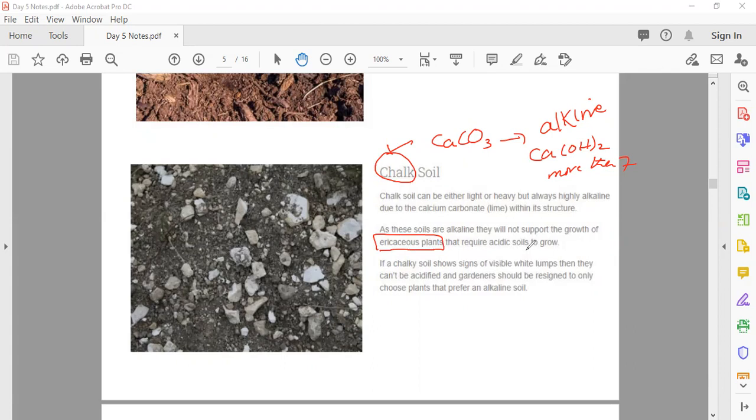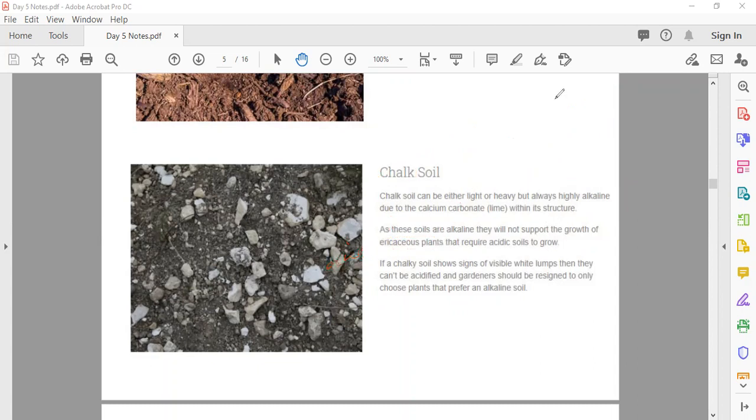As these soils are alkaline, they will not support the growth of ericaceous plants that require acidic soil to grow. So these are the plants which need acidic soil. These are special types of plants which need acidic soil, but these plants cannot grow in alkaline soil. So this is just information for you. No need to remember these types of plants. So here you have to remember only that chalk soil is highly alkaline due to calcium carbonate, and it will not grow some plants which need acidic soil.